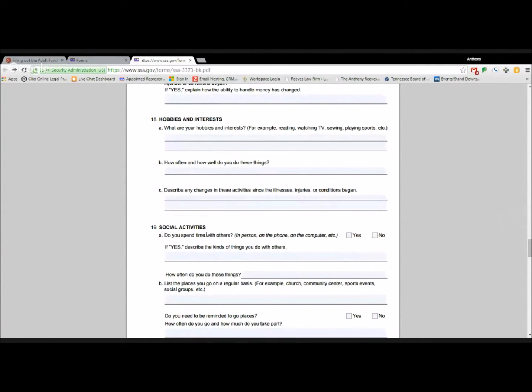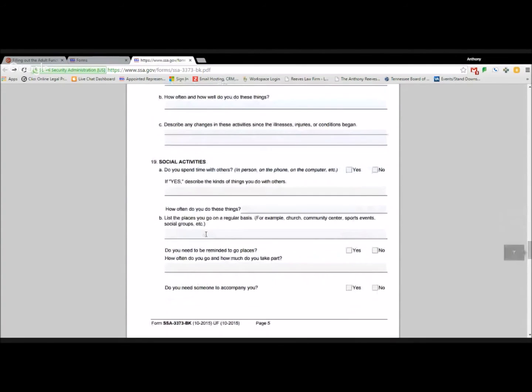Social activities. Think about this. Think about what you used to do before. Were you interacting with your friends? Were you hanging out? Were you spending quality time with people? If you were doing those things, dadgummit, let Social Security know. They won't know unless you tell them.